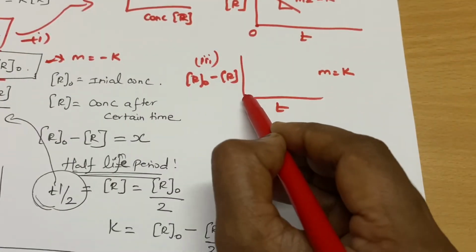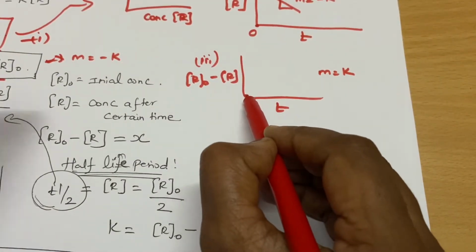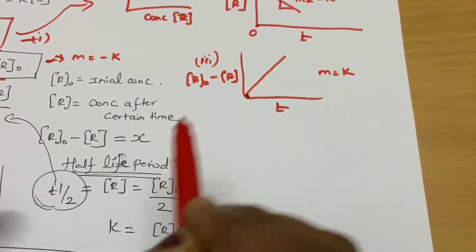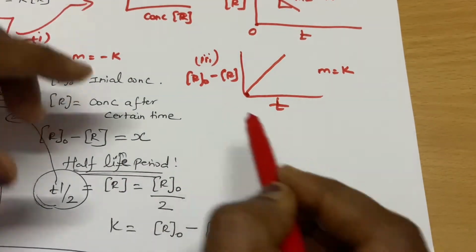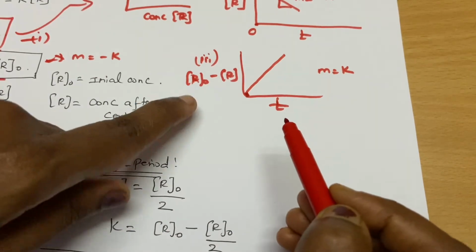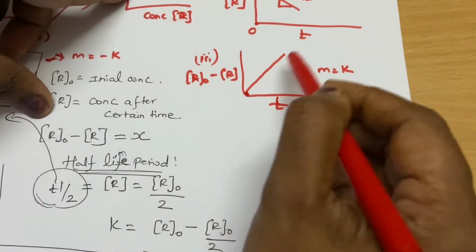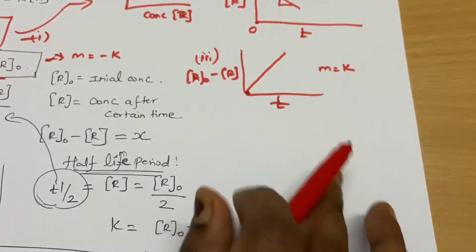So the graph must start from 0, and m is a positive value, so the graph is like this. If they ask how the plot will look if I plot R naught minus R versus t, it is like this. You have to interpret and answer, that's all.